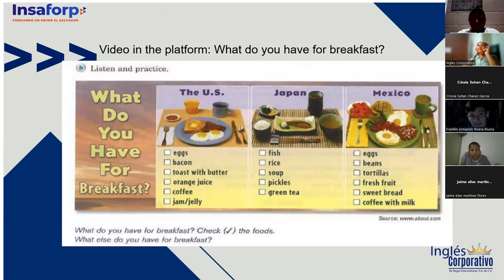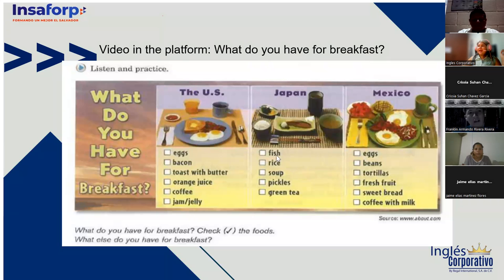We have different types of breakfast in different countries, okay? For example, you already mentioned what you have been having for breakfast, but in the US they have this kind of breakfast: eggs, bacon, toast with butter, orange juice, coffee, jam or jelly. It is similar, jam or jelly.